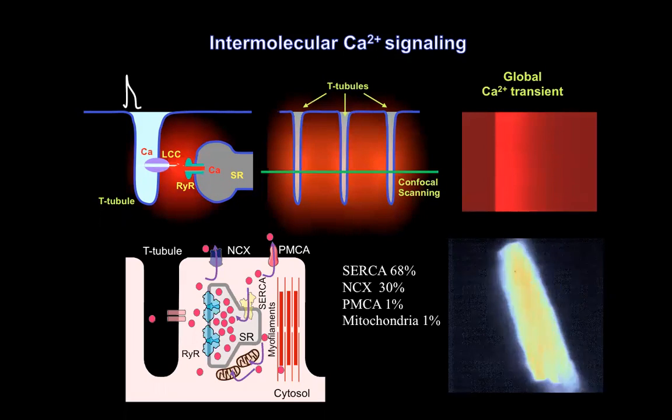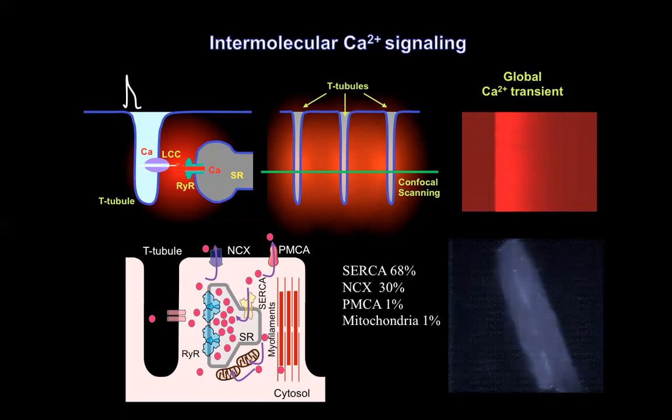Afterwards, the extra calcium will be cleared by the calcium pump in the SR, the calcium exchangers and pump in the plasma membrane, and the calcium uniporters in the mitochondria, respectively. So as you can see, the intermolecular calcium signaling is largely constrained within this region.